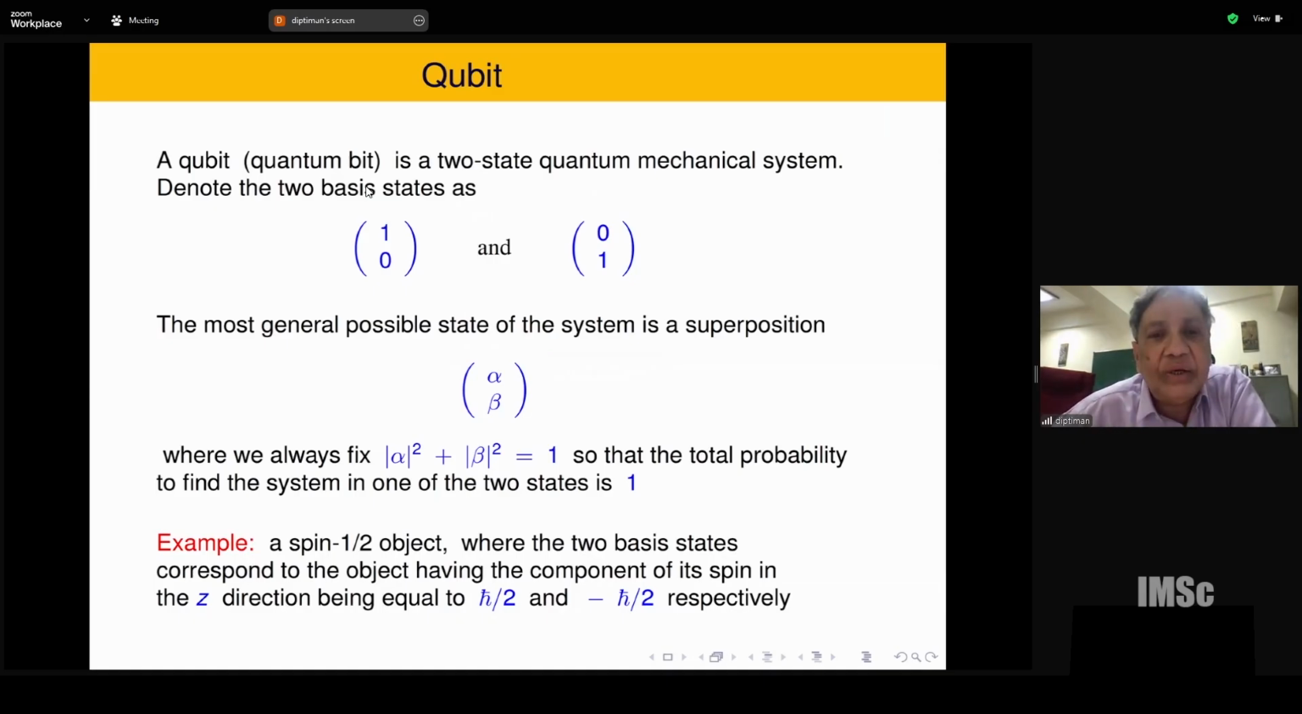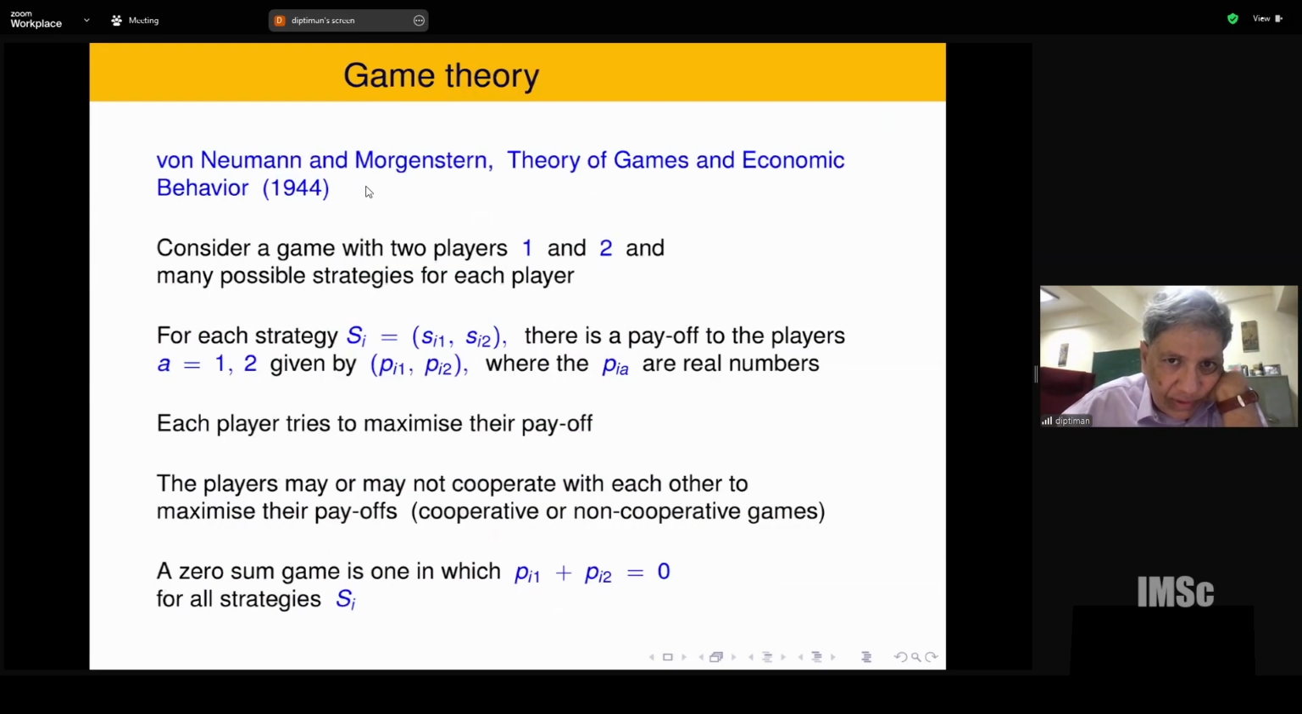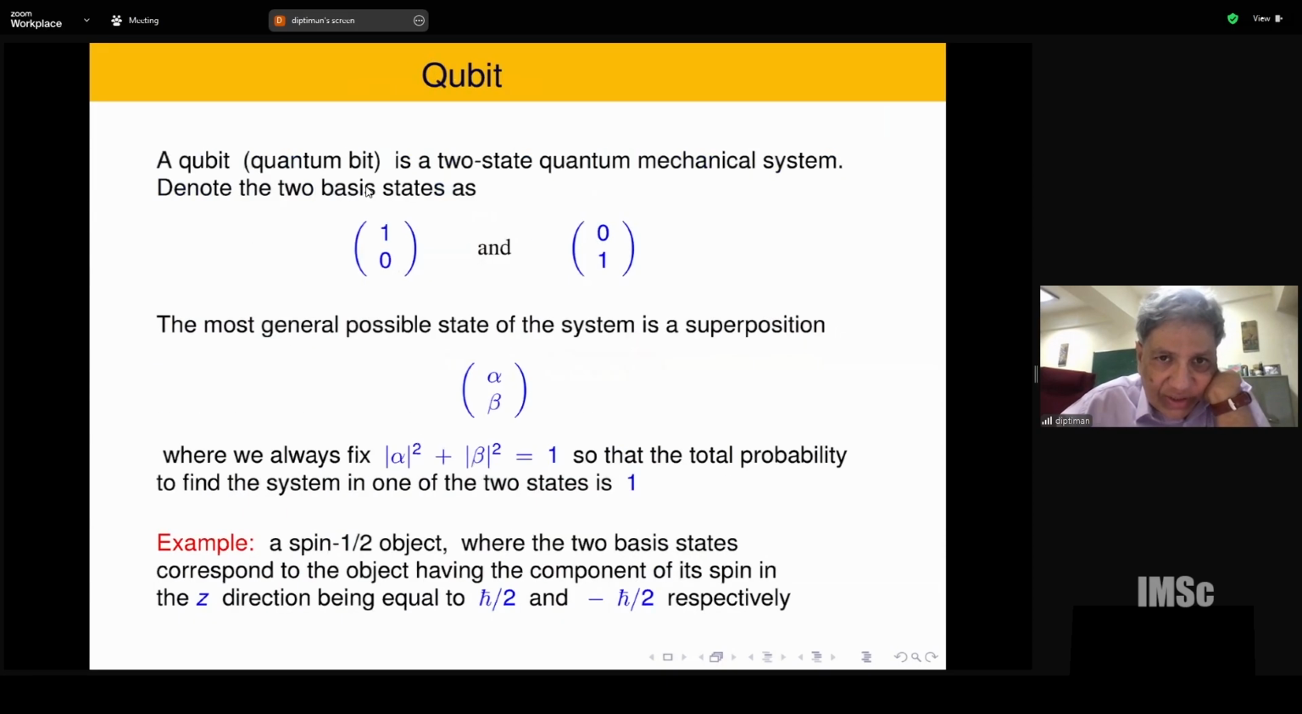It's just important that there are two states, and so the general state of the system is a superposition with coefficients alpha and beta. So alpha times (1, 0) plus beta times (0, 1). And we'll always fix |alpha|² + |beta|² = 1, so that the total probability to find the system in one of the two states is 1. So this is quantum mechanics. Alpha and beta are the amplitudes. You have to take their modulus squared to find the probability of being in those states. An example of a qubit, as I already said, is a spin half object. So that's a very quick introduction to qubit.